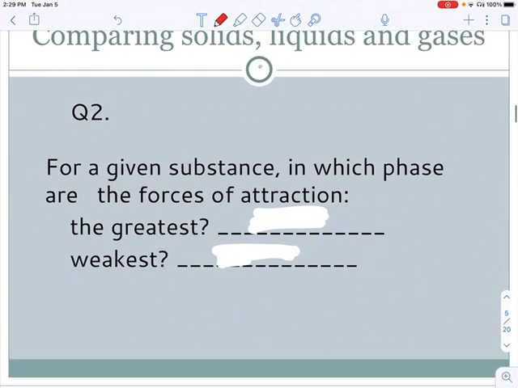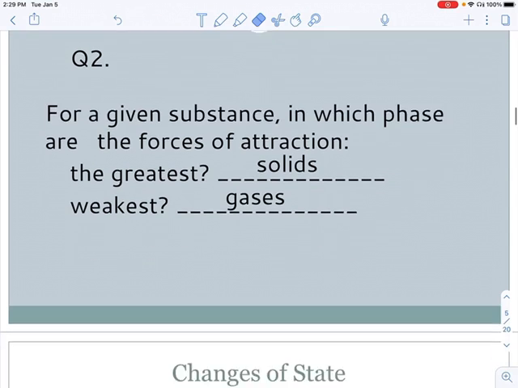So if we compare the forces of attraction between the molecules in a solid versus a liquid versus a gas, we would expect that because solids have particles that don't move and are locked in place, the attraction between those particles is going to be high. So solids have the greatest force of attraction between particles, and therefore gases are going to have the weakest. Gas particles have little to no attraction to each other, which is why there's space between them, and they don't attract each other.